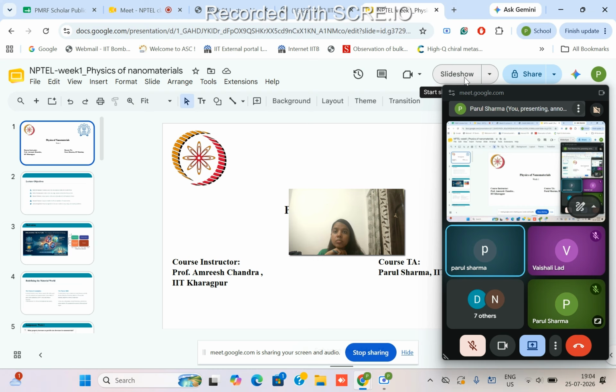Also, energy storage like supercapacitors. So how is nanotechnology helping to increase the supercapacitor energy density? So I think it's there.